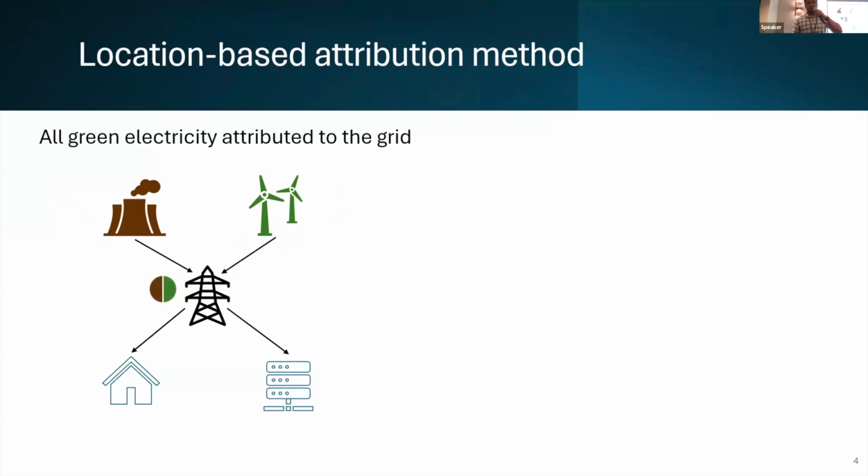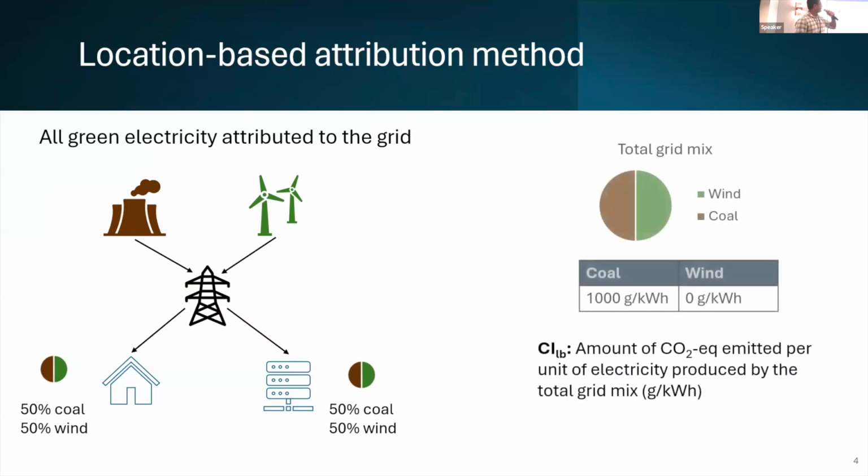And so any consumer in this grid, for example, the house and the data center, will receive 50% green electricity per unit of electricity they consume. And so the carbon intensity is basically the weighted average of carbon emitted by all the sources in this grid, which is coal and wind.